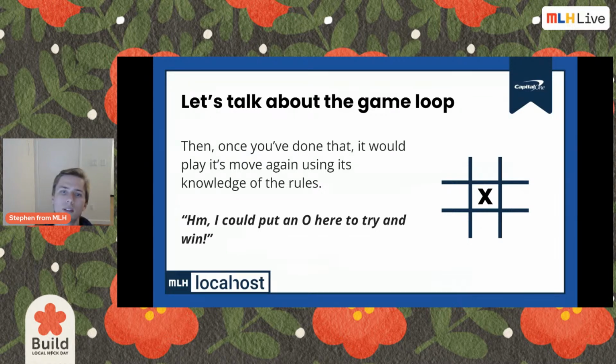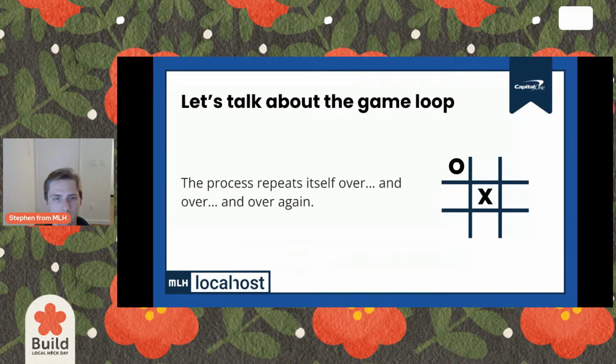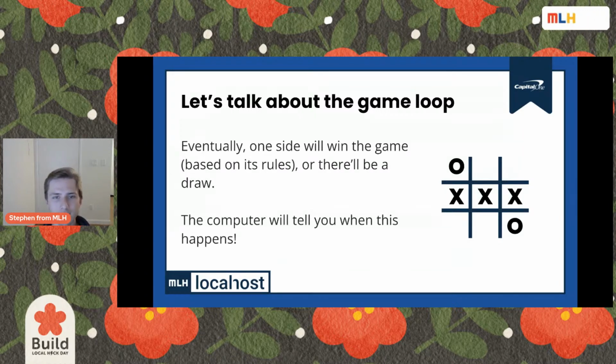But the game loop doesn't necessarily have to change. It can apply the same rules. So for example, you could put an O somewhere to try and win, repeating over and over again, hence why they're called loops. Eventually, one side will win the game, or there could be a draw. And the computer will tell you when this happens, because there's a specific state associated with winning and drawing outcomes.